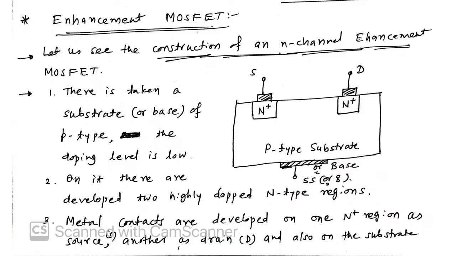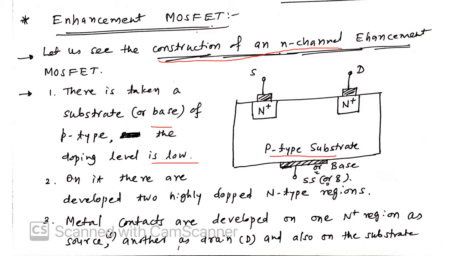So first let us see the enhancement type MOSFET, that is E-MOSFET. Specifically we will see the construction of an N-channel E-MOSFET. If it is N channel, first we take a substrate of P type material. Substrate, or you can say the base, of P type material. The doping level is kept low here, whatever the impurity concentration, that is quite low. So doping level is low here.